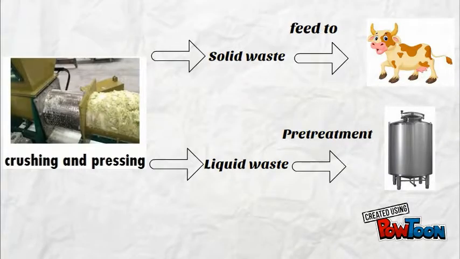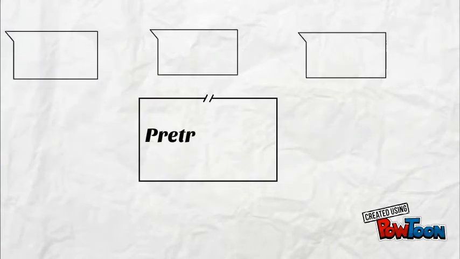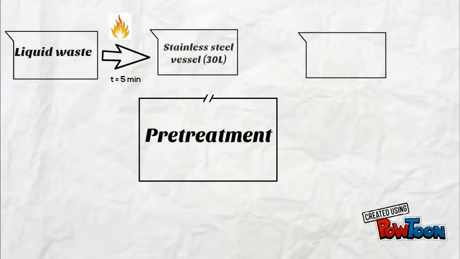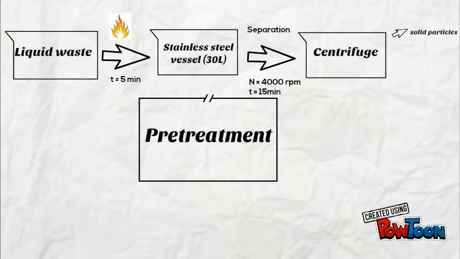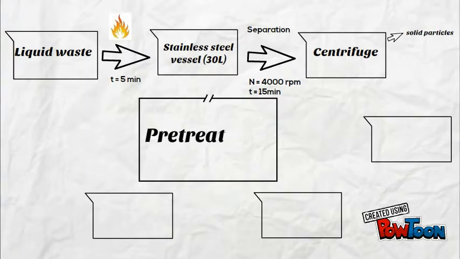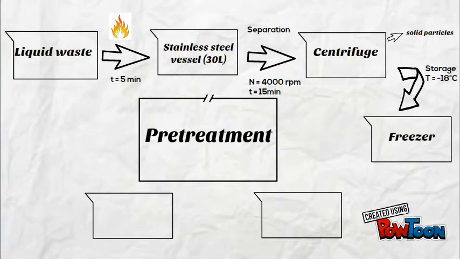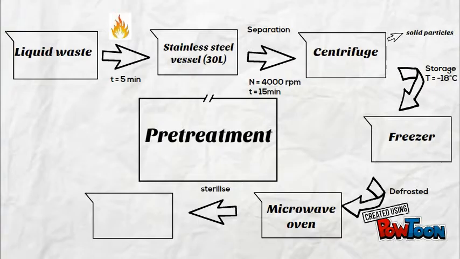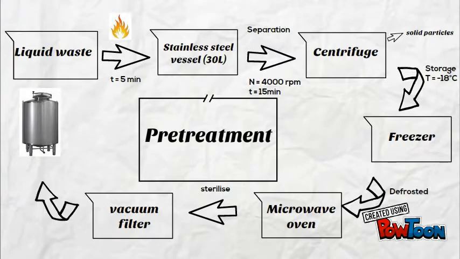Before undergoing the fermentation process, liquid pineapple waste will undergo pre-treatment. Liquid pineapple waste is boiled in a stainless steel vessel for 5 minutes to deactivate the existing enzymes, then undergoes centrifugation to remove the solid particles. The liquid pineapple waste is then stored in the freezer. When we need it, we defrost it using a microwave oven, then sterilize it using a vacuum filter. Then the liquid pineapple waste is prepared and can be used in the fermentation process.